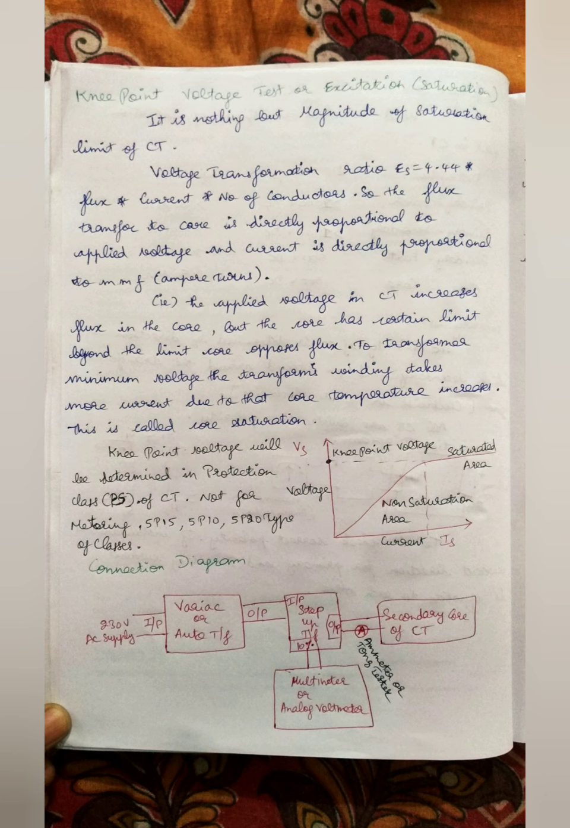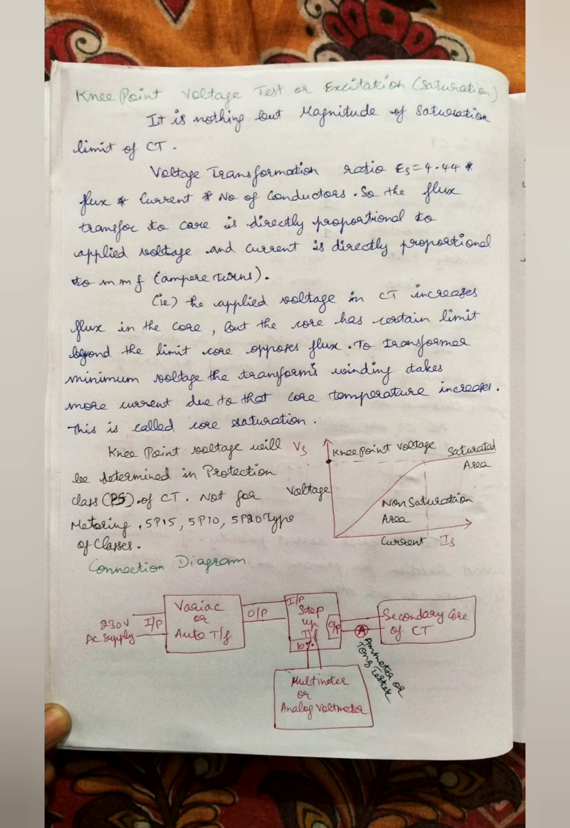That is, the applied voltage in the CT increases flux in the core, but the core has a certain limit. Beyond that limit, the core approaches saturation of the fluxes. So at minimum voltage, the transforming winding takes more current and the core temperature increases. This is what saturation means.